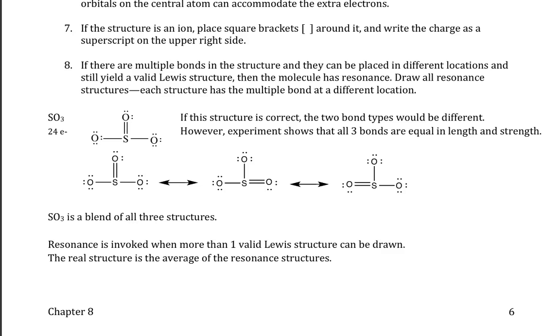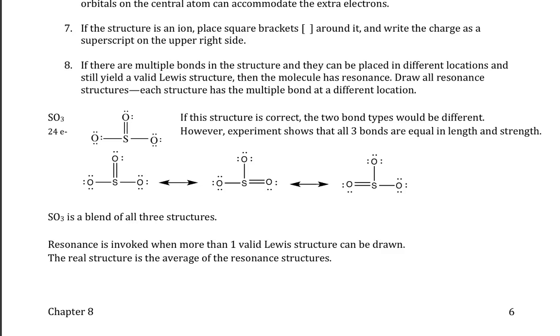Looking at that picture, if this structure is correct, the bond types would be different. We would have 2 singles and 1 double bond, and the double bond is stronger than the single bonds. Experiment shows that all 3 bonds are equal in strength, also equal in length. The stronger double bond is shorter than the single bond. So that's what I mean by 2 bond types, different strength, different lengths. But experiment shows us that all 3 bonds are the same. So our picture is not quite right.